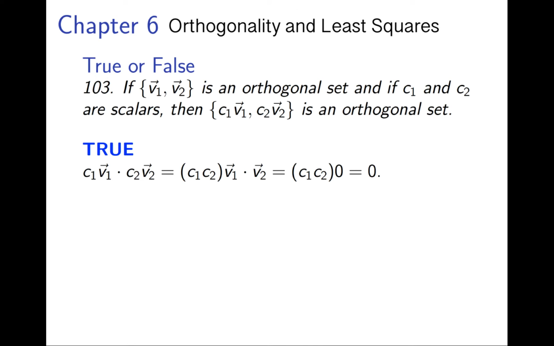A good thing to ask is, what if we had more vectors? If V1 through Vn was an orthogonal set, and C1 through Cn were scalars, would we still have an orthogonal set?